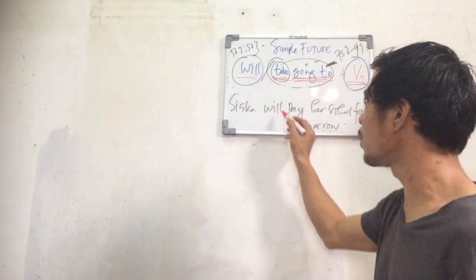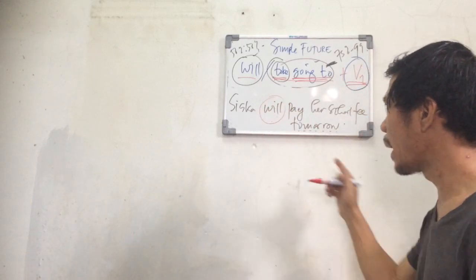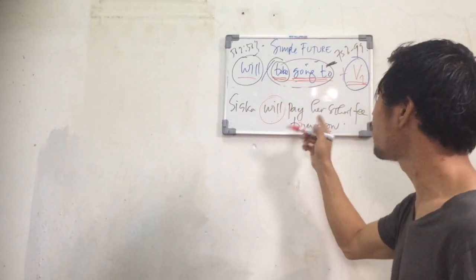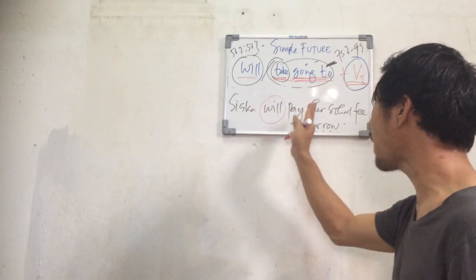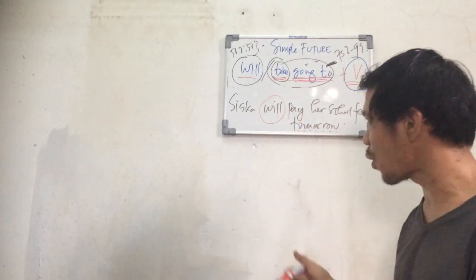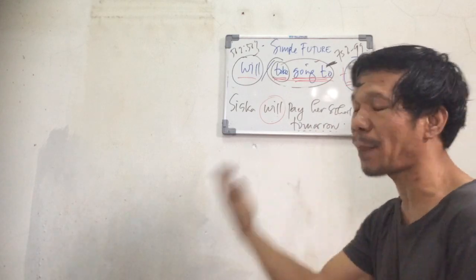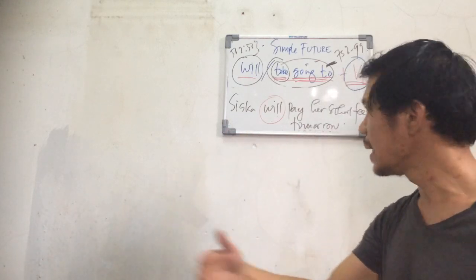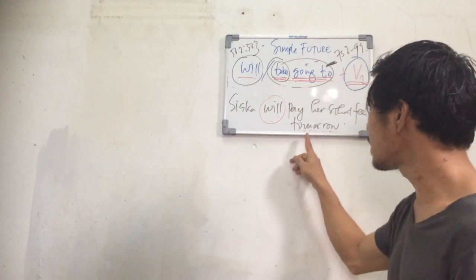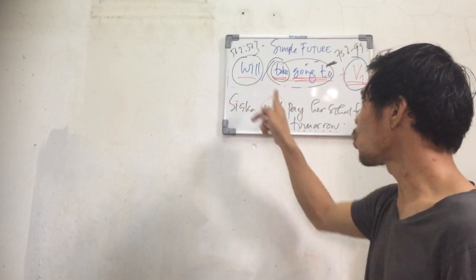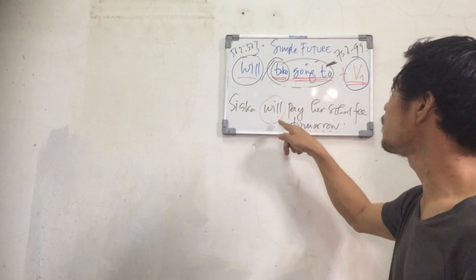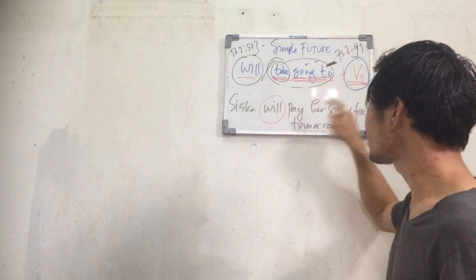And then the second point, we use will here, followed by the verb one, pay. So the sentence, Siska will pay her school fee tomorrow, means that the action of payment will happen in the future, tomorrow. So use will followed by the verb one, yeah.